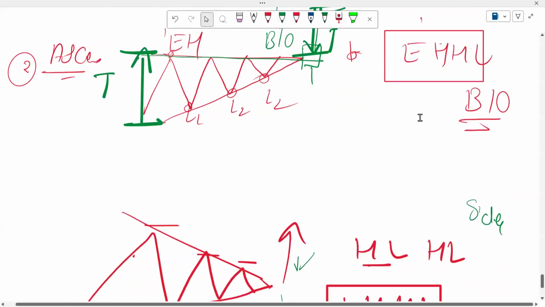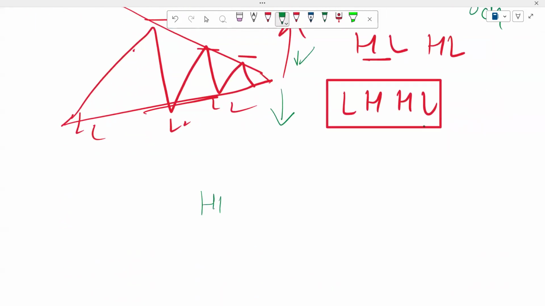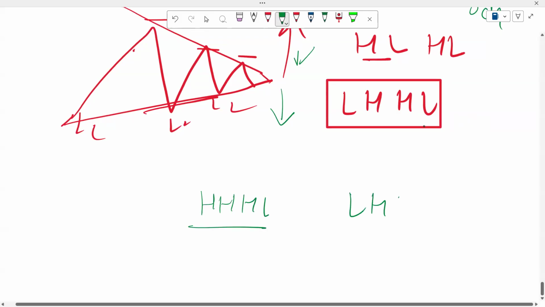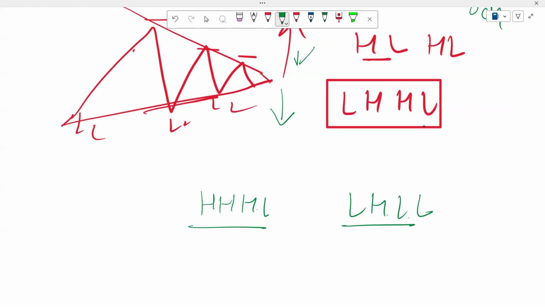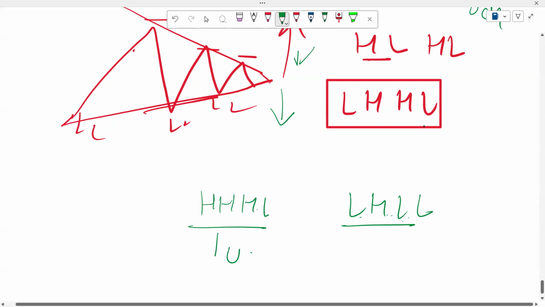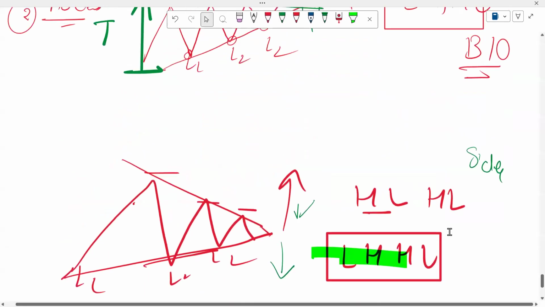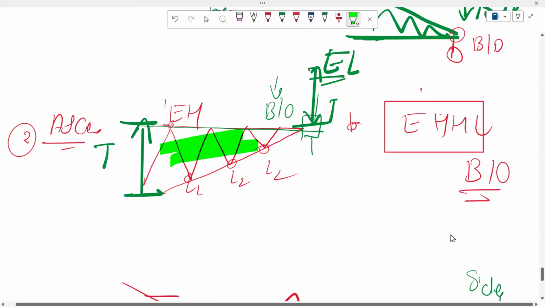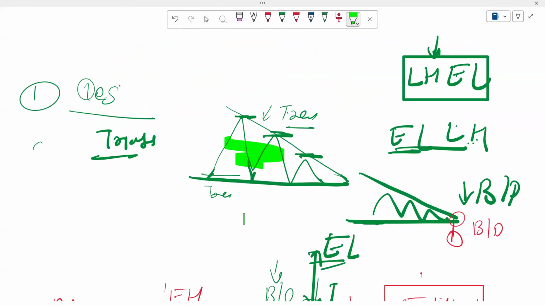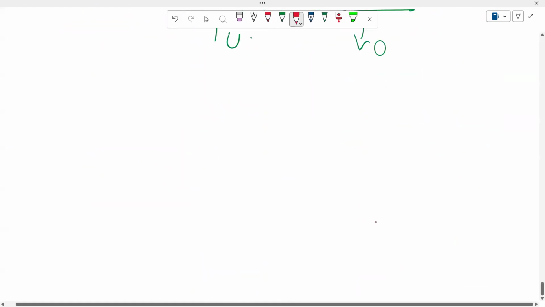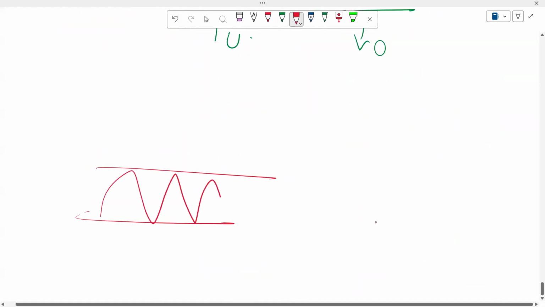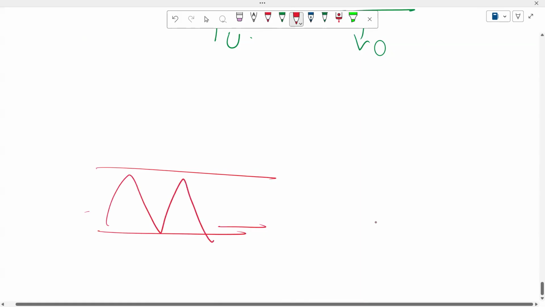I told you, apart from those two patterns, higher high, higher low, and lower high, lower low, this is your uptrend and this is your downtrend. Apart from these patterns, all are sideways. This is a sideways pattern, this is also a sideways pattern. Sideways does not only look like one shape. In this, what is happening? Equal high and equal low.